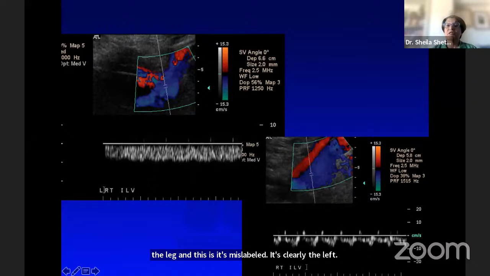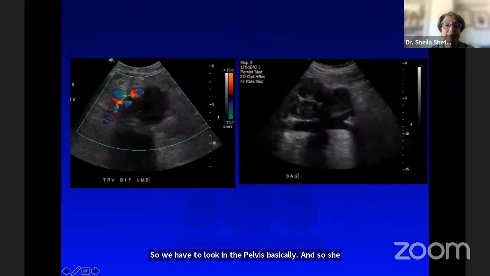So based on that, what is going on? We know the patient has a clot more distally, but this portion of the vein appears open. But if you see lack of phasicity, what you have to think about is that there may be an obstruction more centrally. So we have to look in the pelvis, basically. And so she went and looked around, and this is what we saw.